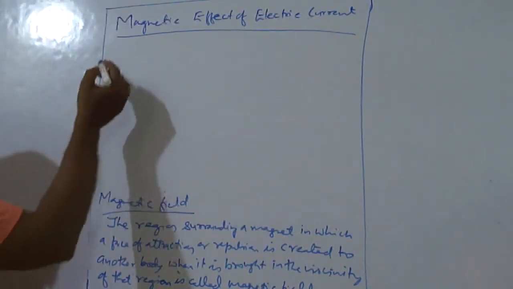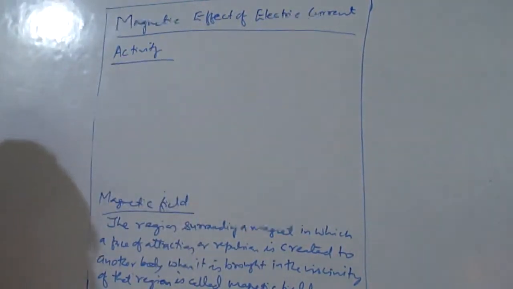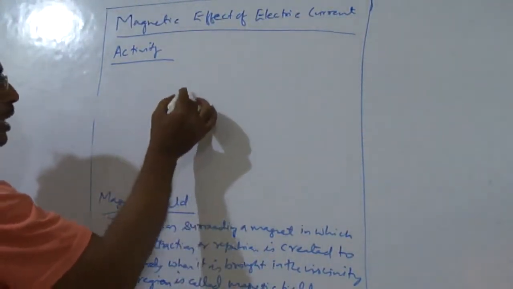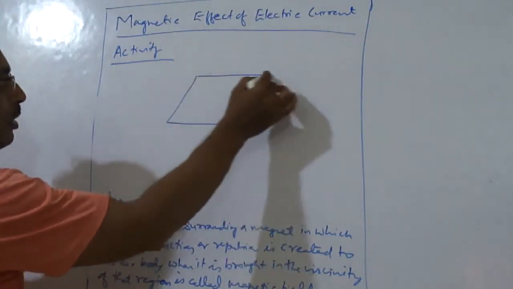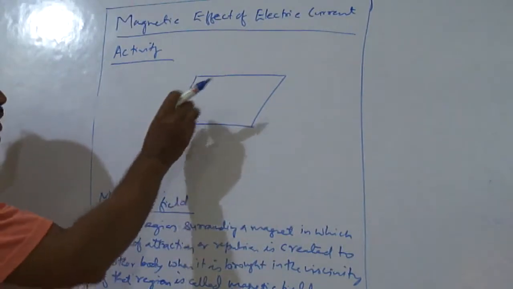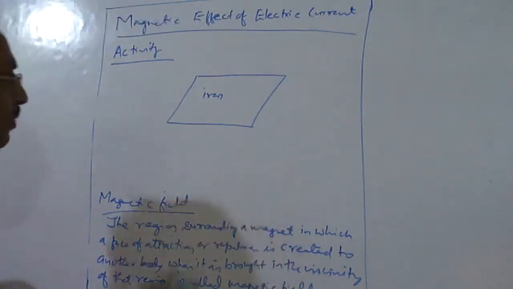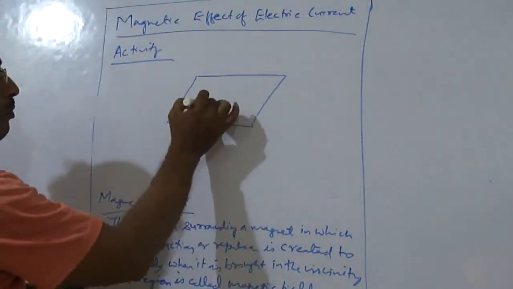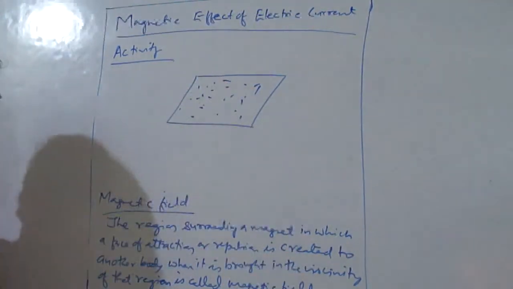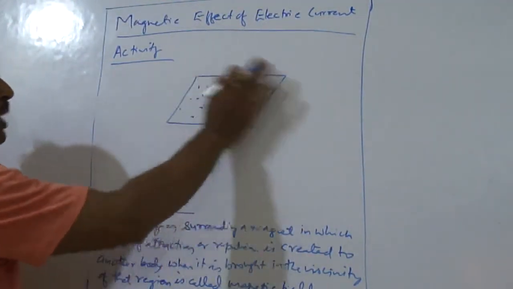Okay, so we can carry out an activity. Suppose you take a piece of paper and you are putting some iron filings there. These iron filings are in scattered form, anywhere. Iron filings means small particles of iron. So that is small particles of iron you have placed on this paper.